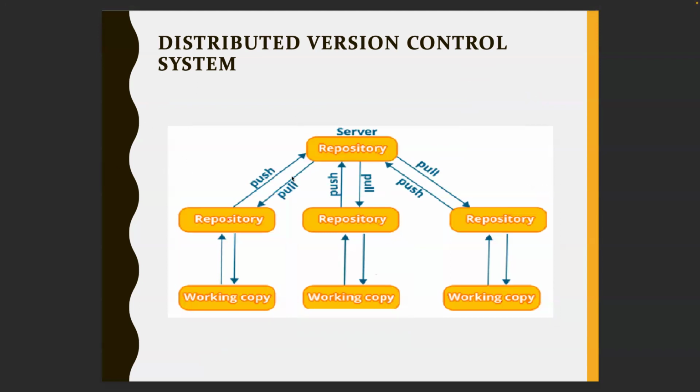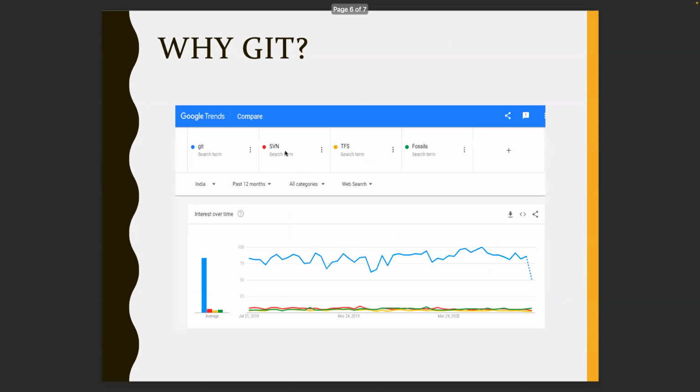So this is the architecture of distributed version control systems. And this is a graph from Google Trends. This is a graph from 2020. You can also get the latest graph from 2024. You can see Git is clearly the winner in the category.